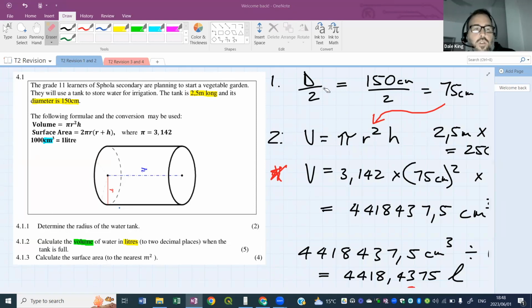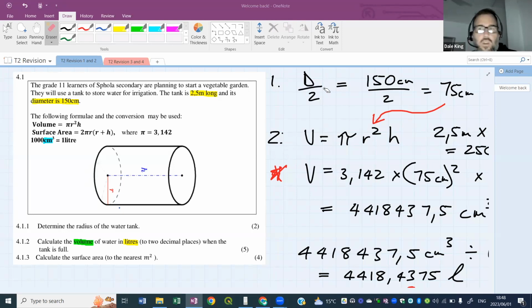They scaffold the question. What does that mean? They could have gone straight to 4.1.2 and said, calculate the volume of this tank. But before they did that, they asked you to change the diameter into a radius, because you would need to do that anyway if you want to work out the volume. Your volume formula only needs radius, not diameter. So they're actually scaffolding the question. They're breaking it up into little pieces for you, and that often happens in a question like this. So 4.1.1 is important for us in 4.1.2.